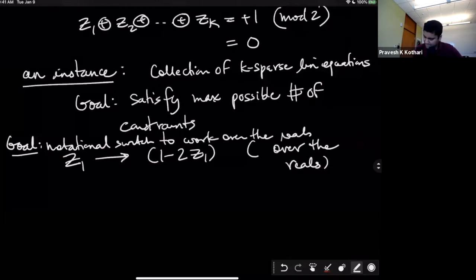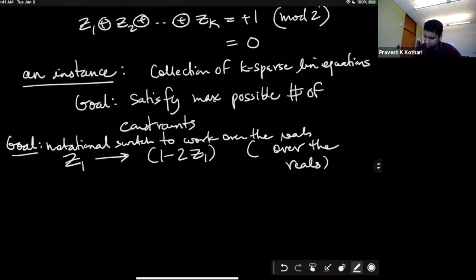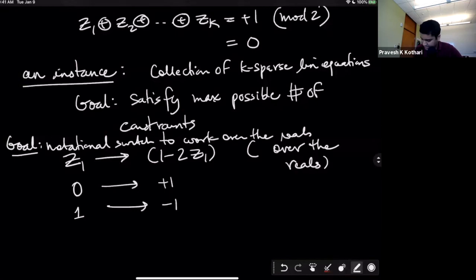Okay. So if I make this transformation, z1 goes to 1 minus 2 z1, then note that if z1 takes the value 0, it goes to +1. And if it takes the value 1, then the transformed value takes -1. So this is good. This is exactly what we want. Our hypercube values are over +1 and -1.